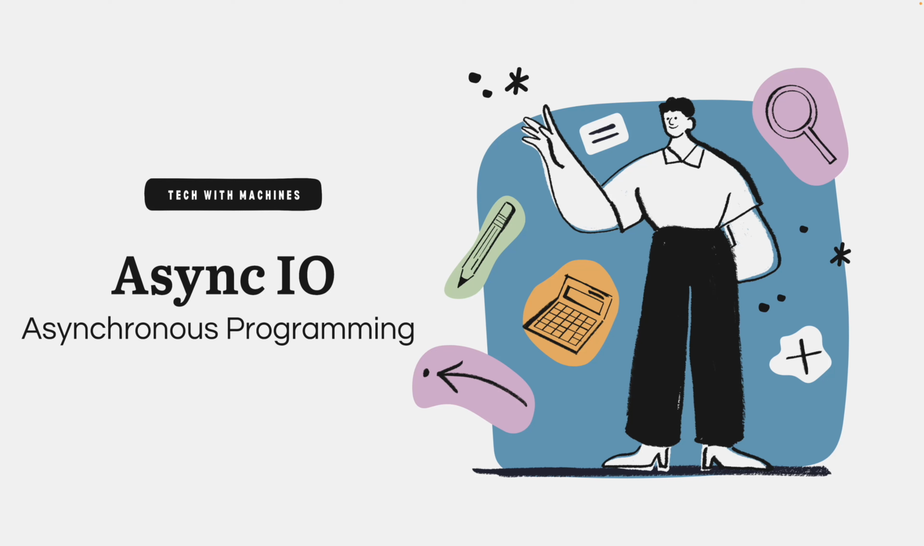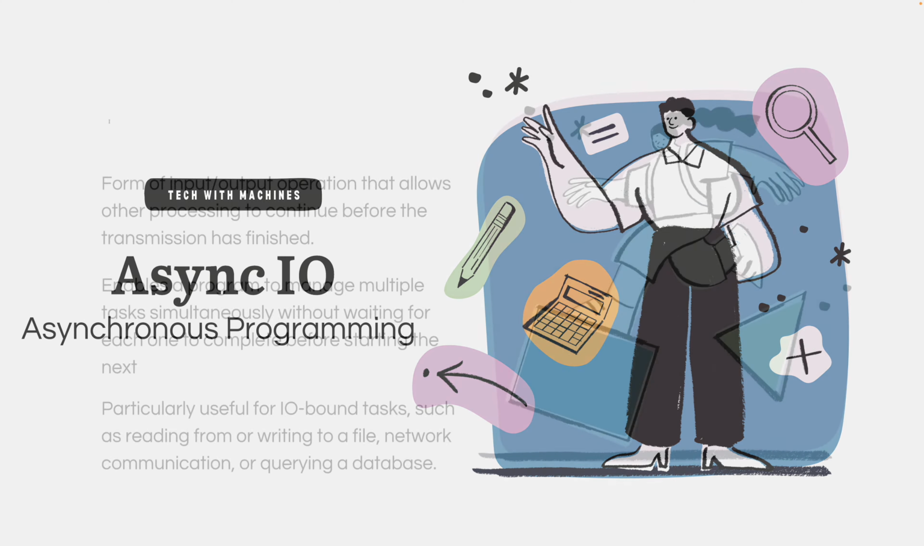Our topic today is async.io, which is an extension of our earlier video on asynchronous programming. If you remember, we talked about asynchronous programming, which is a programming paradigm that allows you to manage multiple tasks at the same time without each task waiting for one another. Async.io is a way to really deep dive into asynchronous programming. So, what does async.io really stand for?